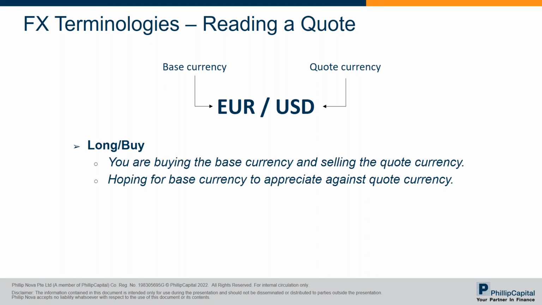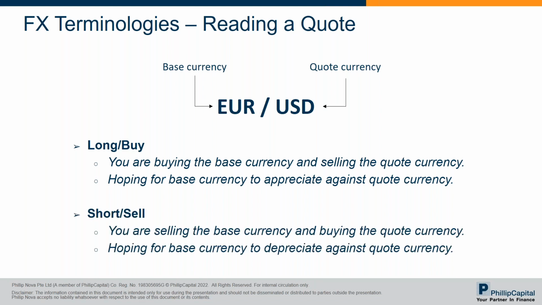So when you buy a currency pair, or you long a currency pair, you are essentially buying the base currency and selling the quote currency at the same time. The rationale behind this is that you are hoping for the base currency, in this case the euro, to appreciate against the quote currency. On the opposite end, if you are selling or shorting this currency pair, you are actually selling the base currency and buying the quote currency. So you are hoping for the base currency to depreciate against the quote currency.